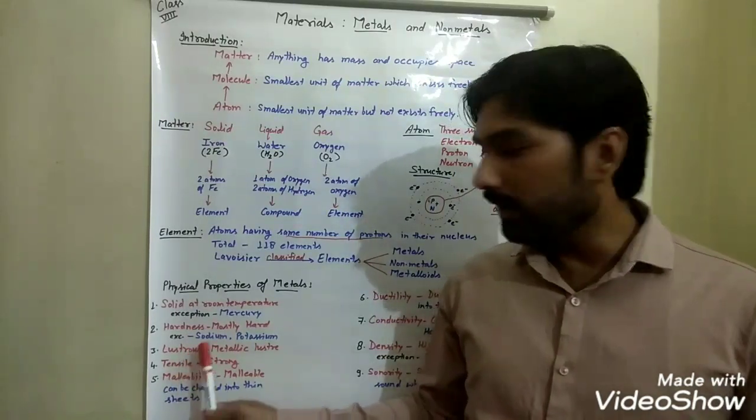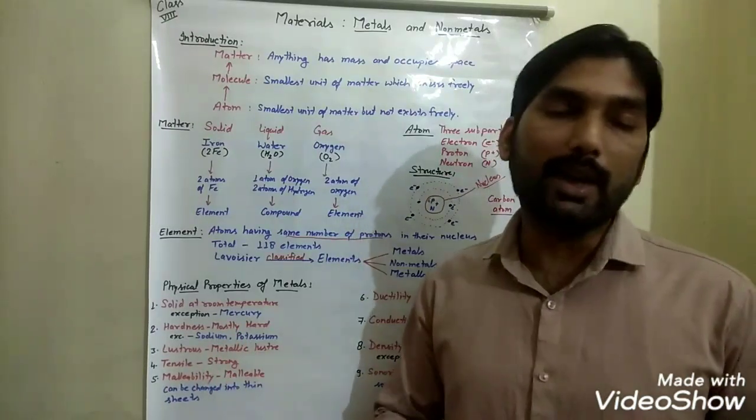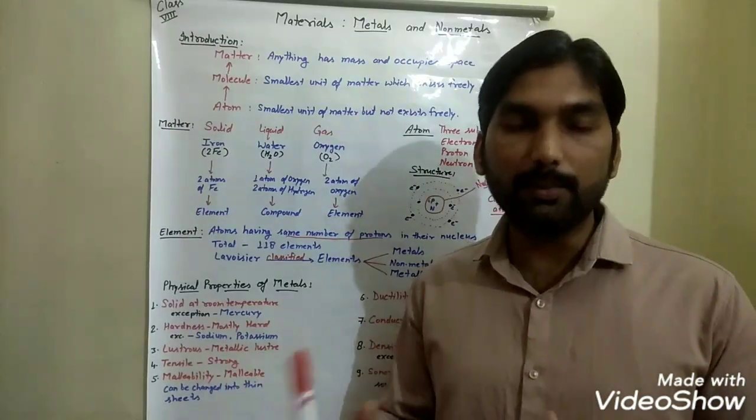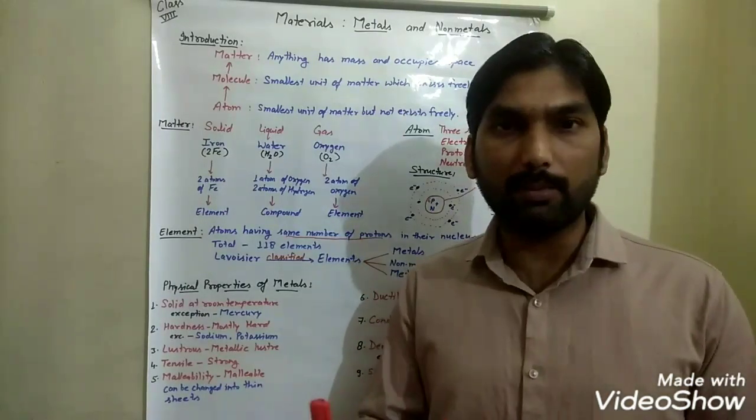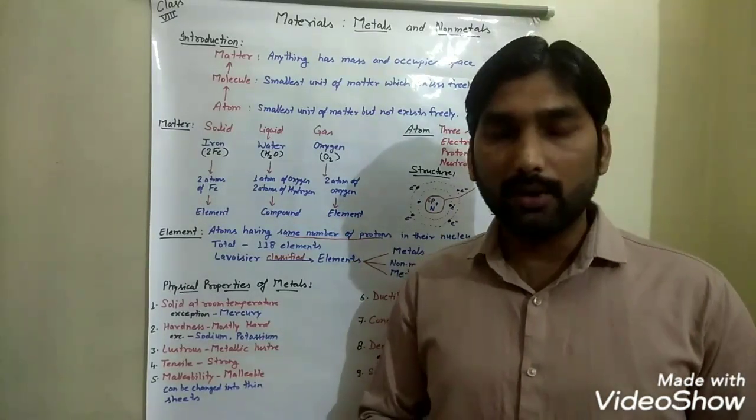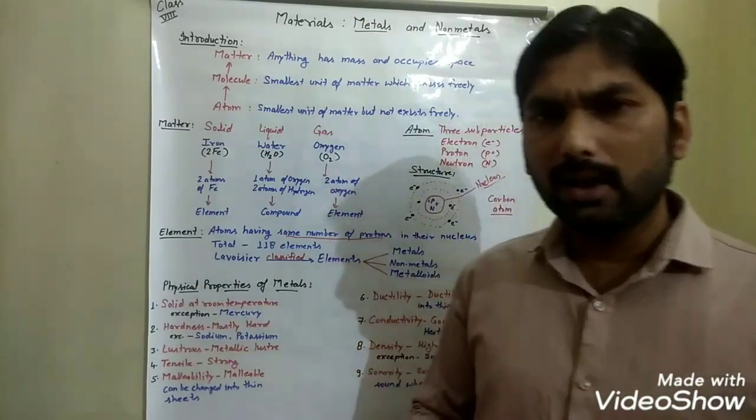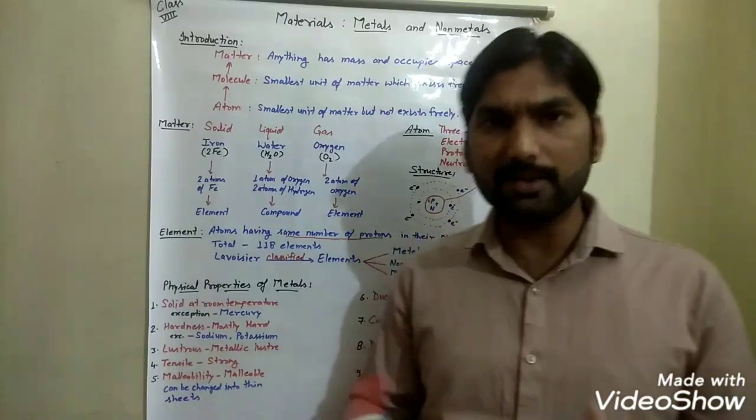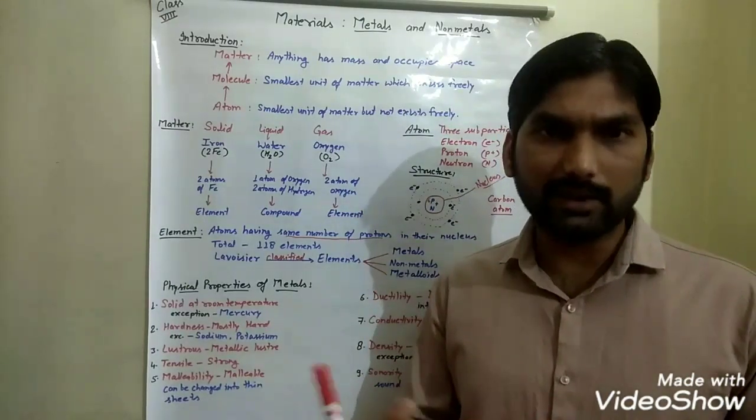Lustrous property means all the metals are lustrous, they show a metallic luster. Lustrous means what? Having a specific shine. So you have seen gold, platinum and even iron. If you see iron in your surroundings, it may be rusted, and that's why it is not appearing shiny.